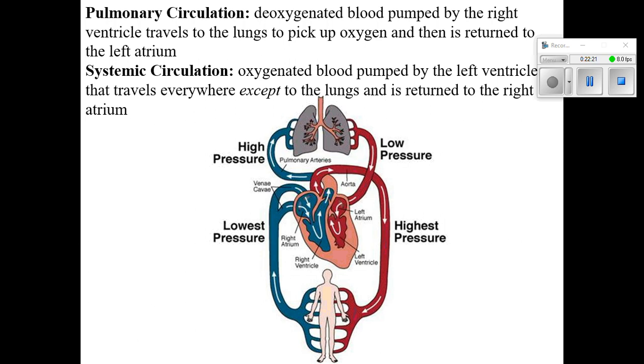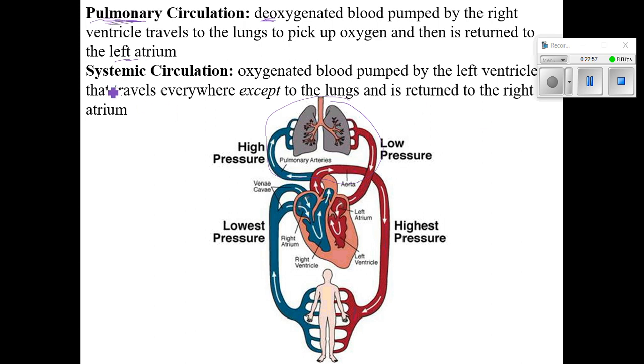So the two different circulations that you also need to know the names of for Science 30 are pulmonary circulation. We already saw that pulmonary has anything to do with the lungs. So blood that is going to the lungs and blood that's coming back from the lungs, that is the pulmonary circulation. So this would be deoxygenated blood that's coming from the right ventricle going toward the lungs, picks up oxygen, and then it's returned to the left atrium. So in this picture that we see here, this at the top is representing all of the pulmonary circulation.